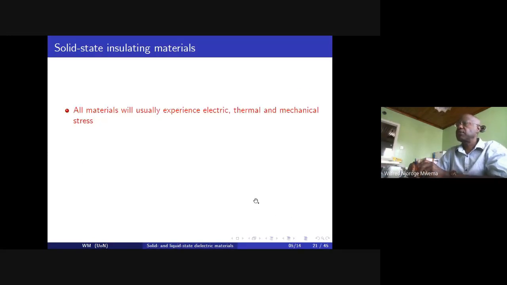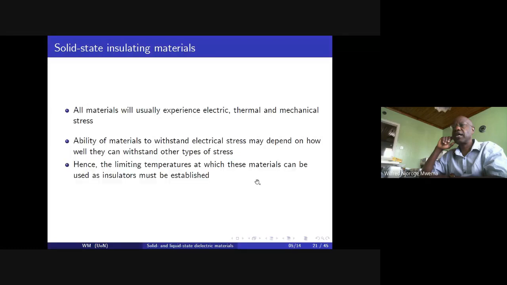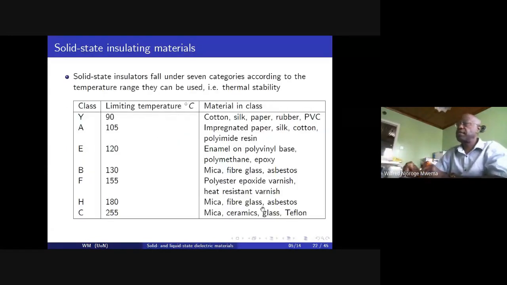So all materials will usually experience electric, thermal, and mechanical stress. And the ability of the material to withstand the electrical stress may depend on how well they can withstand the other types of stresses. So hence, the limiting temperature at which these materials can be used as insulators must be well established. So solid state insulators will fall under 7 categories according to the temperature range in which they are used. And this is what is referred to as thermal stability.